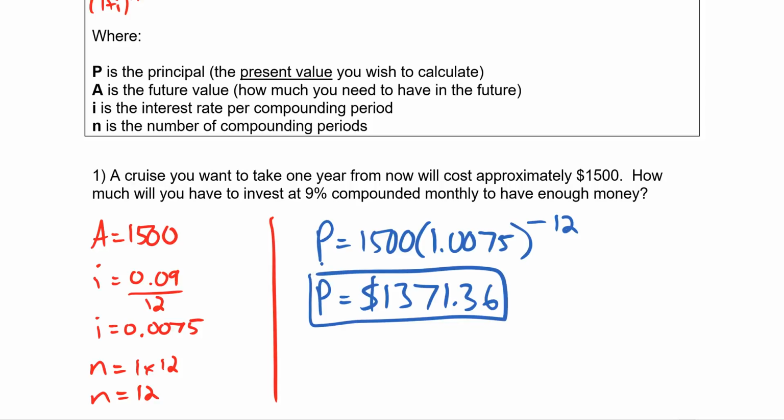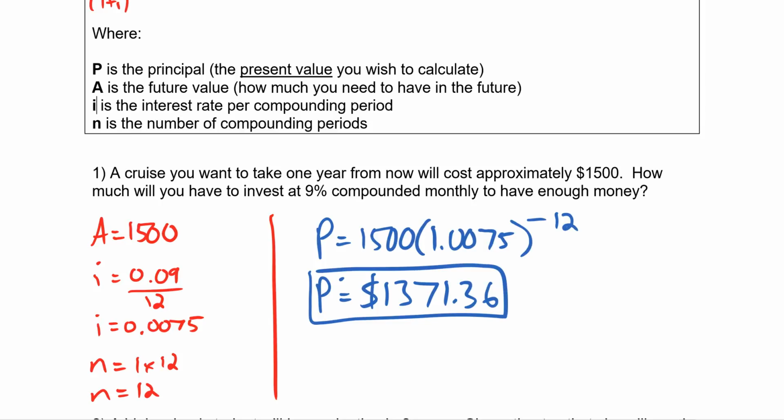So that's how much you would have to invest in order to have $1,500 by the end of the year. Now this makes sense because obviously if you start with a smaller amount of money, it's going to grow into something bigger. It's going to grow into the larger sum of money. So if you forgot that negative on the exponent, you would actually get a larger answer than what you're supposed to end up with, 1,500, and that's a way you can tell if you're correct or not.